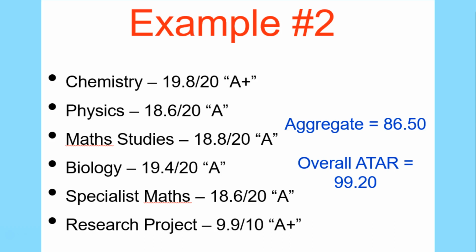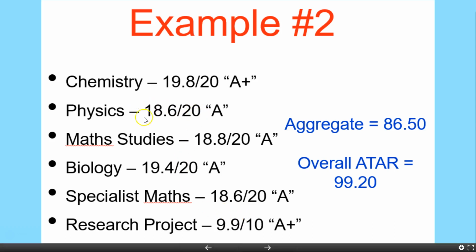Now, what will happen when you've got more than your 90 credits is the SATAC will automatically calculate your best overall aggregate. So looking at these subjects here, physics of 18.6 out of 20 is actually the lowest score for this student, and so is specialist maths at 18.6.